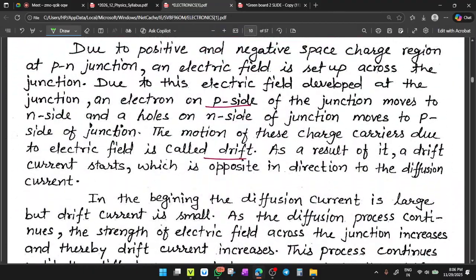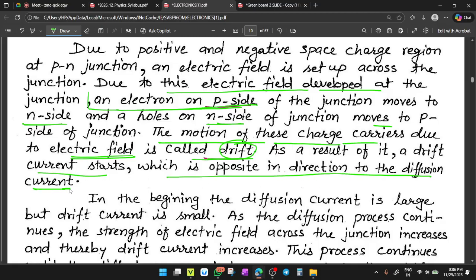Due to the positive and negative space charge region at the PN junction, an electric field is set up across the junction. Due to this electric field, an electron on the p side of the junction moves towards the n side, and the holes on the n side of the junction, which are minority charge carriers, move toward the p side. The motion of these charge carriers due to the electric field is called drift. Whenever there is an electric field, this motion is called drift. As a result, a current starts which is in the opposite direction of the diffusion current. Clear?